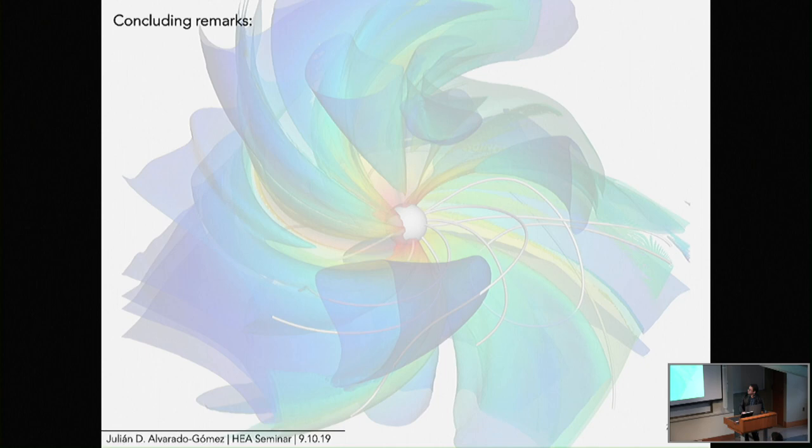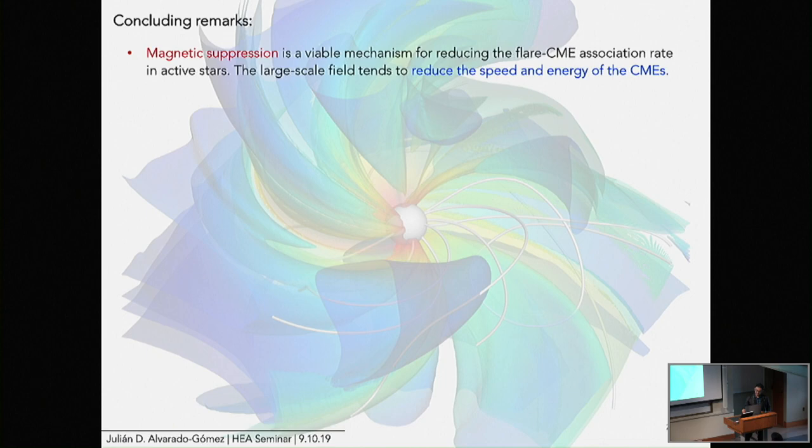We believe that magnetic suppression is a viable mechanism for reducing this CME-flare association rate, which can generate lots of trouble in stellar astrophysics. And the large-scale field tends to reduce the speed and the energy of the CMEs. This, of course, has consequences for the expected signatures and detection. You can have the situation where you have radio-quiet CMEs, or maybe they are just emitting at a different radio frequency.